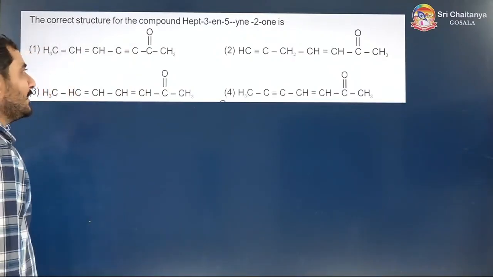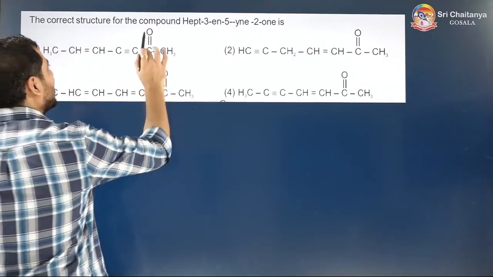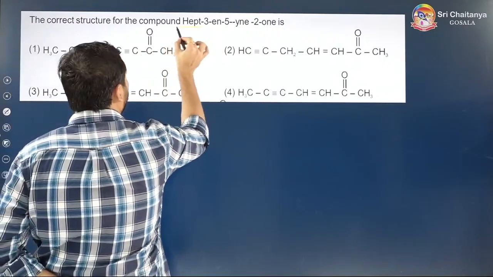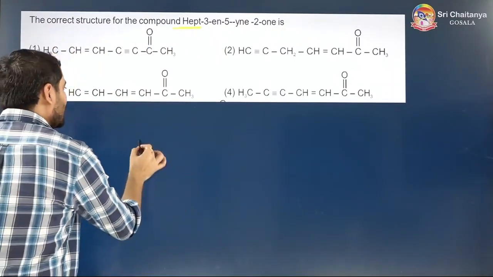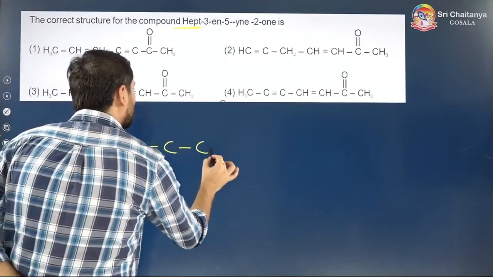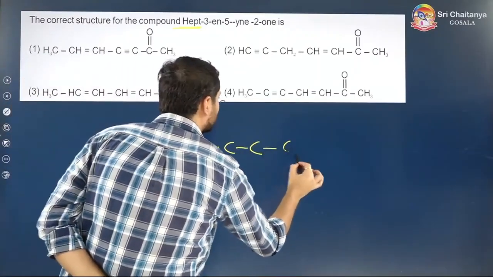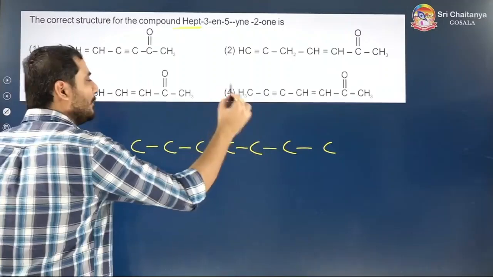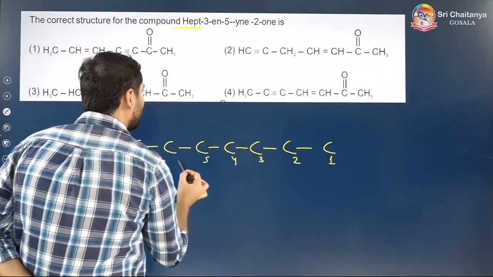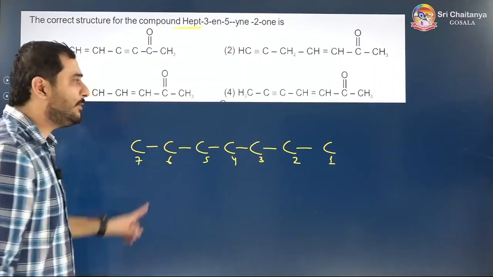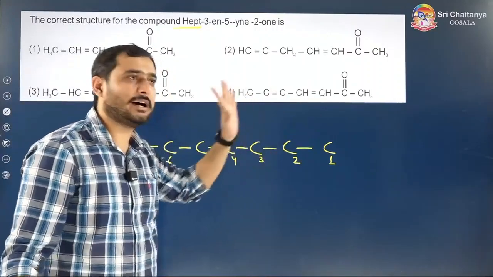So let us start. Now this is very important. Whenever any name is given, always first identify the word root. What is the word root given here? Hept. So if the word root is given, always write down 7 carbon atoms, and write down numbering from any end. Let us write from here 1, 2, 3, 4, 5, 6, 7. So hept means 7 carbon atoms. I have written 7 carbon atoms.